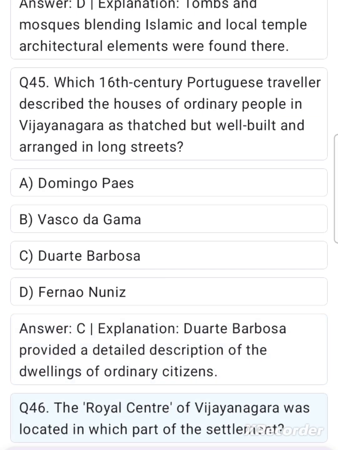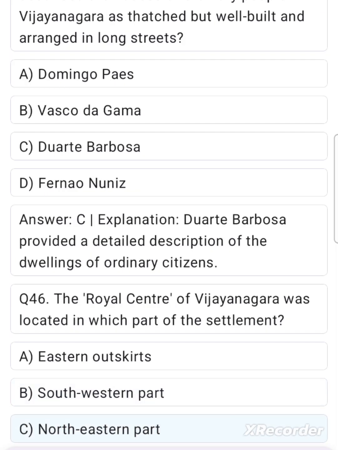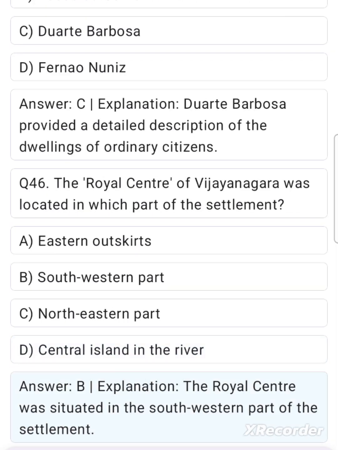Q46. The Royal Center of Vijayanagara was located in which part of the settlement? A. Eastern outskirts. B. Southwestern part. C. Northeastern part. D. Central island in the river. Answer: B. Explanation: The Royal Center was situated in the southwestern part of the settlement.